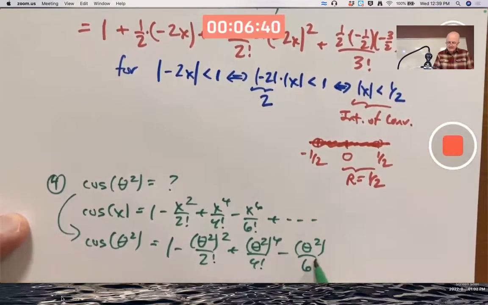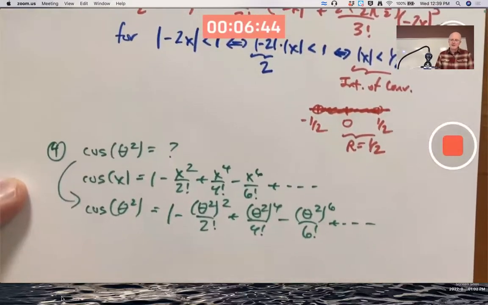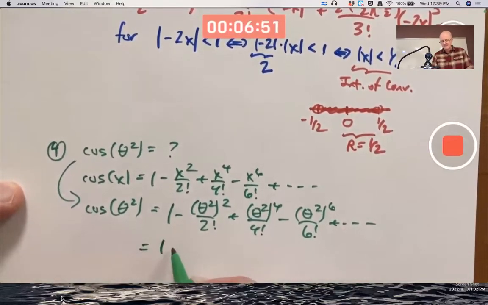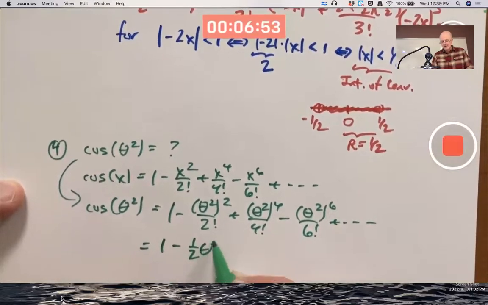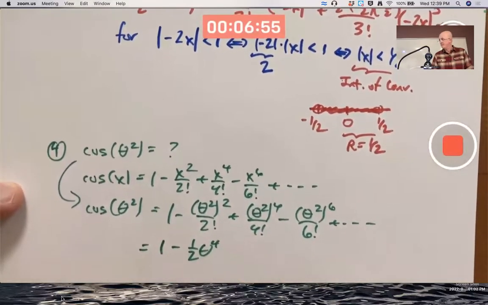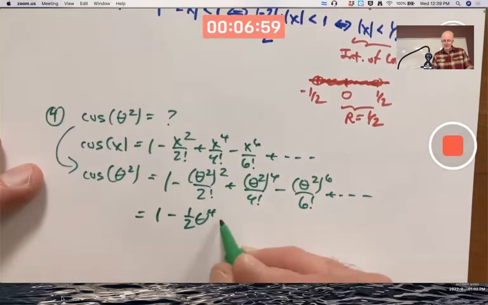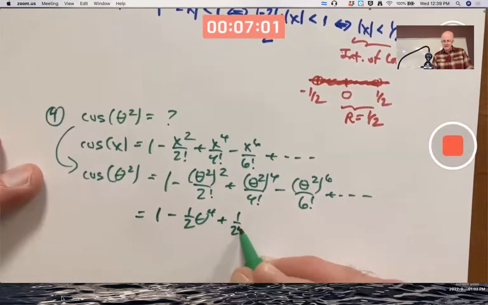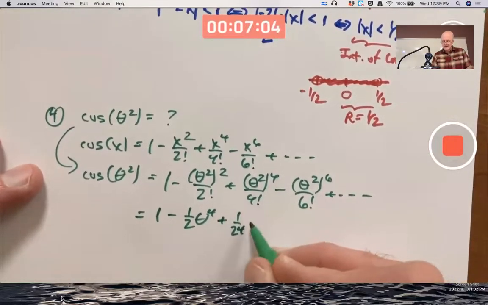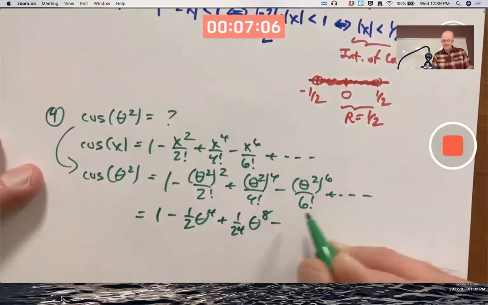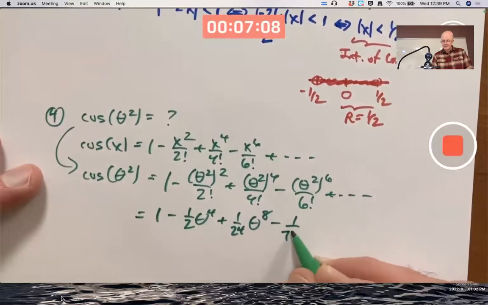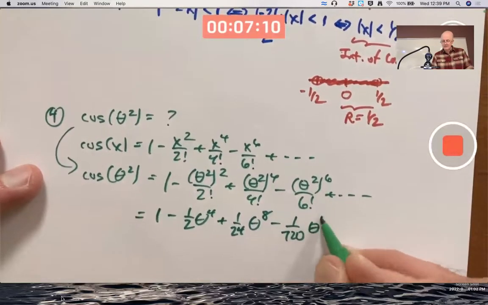And then it is a good idea, and you should certainly be able to do this if I ask you, to simplify. I mean, it's nice to have the factorials there as well, so you see the pattern, but you should be able to simplify. With those exponents, you have to multiply them. 2 times 2 is 4. With the next one, 2 times 4 is 8. With the next one, 2 times 6 is 12.